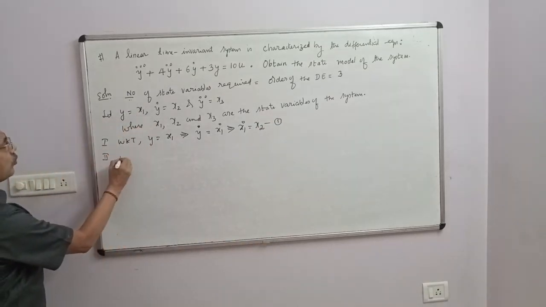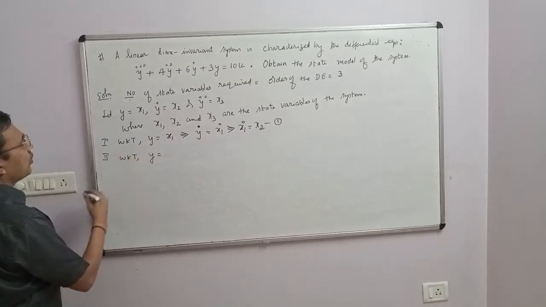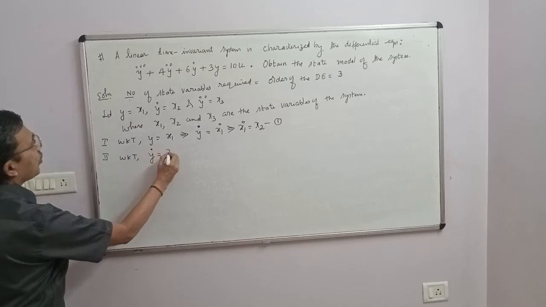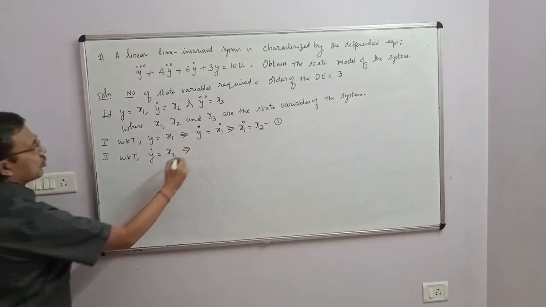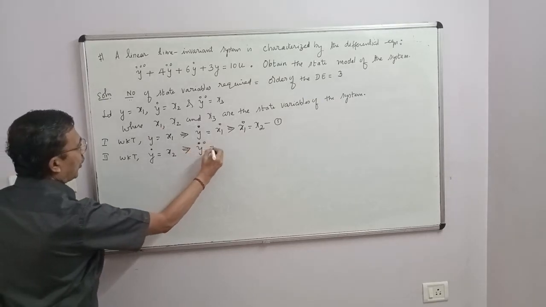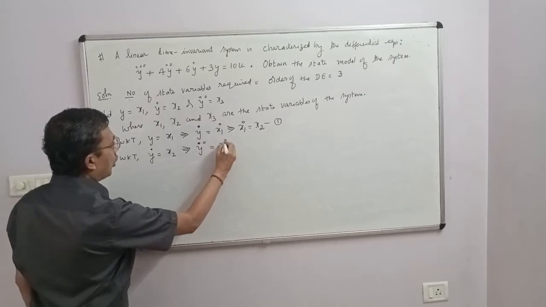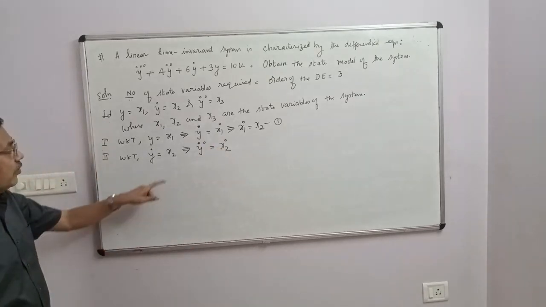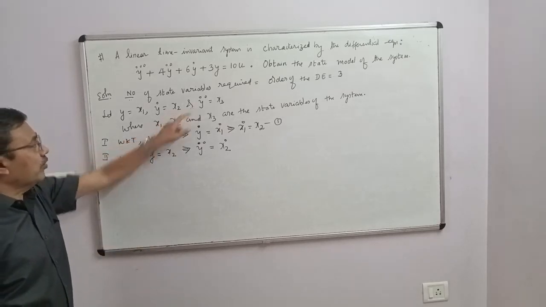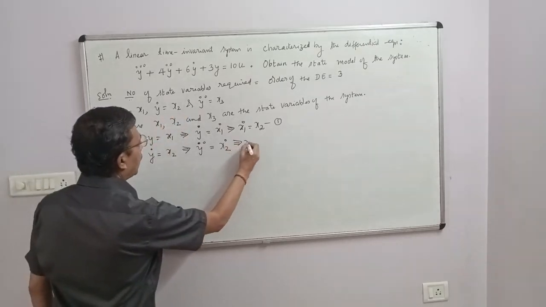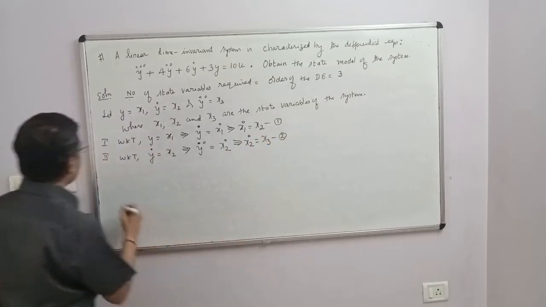Second step. We know that y dot is equal to x2. Differentiate both sides with respect to t. So y dot becomes y double dot upon differentiation with respect to t, and x2 becomes x2 dot. What is y double dot? y double dot is x3. So this implies x2 dot is equal to x3. This is equation 2.